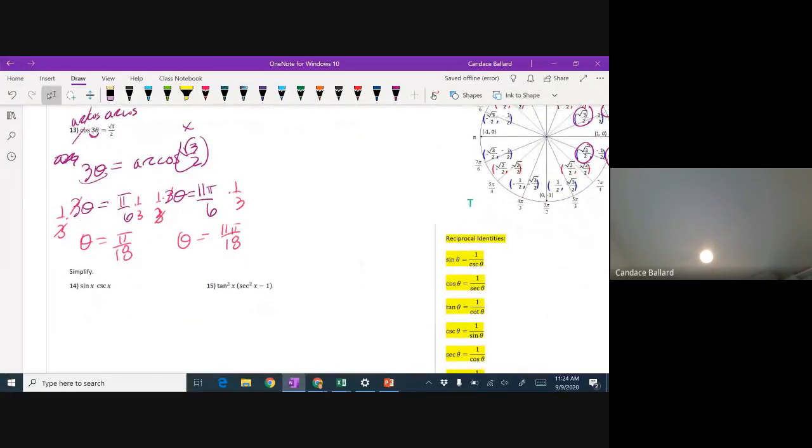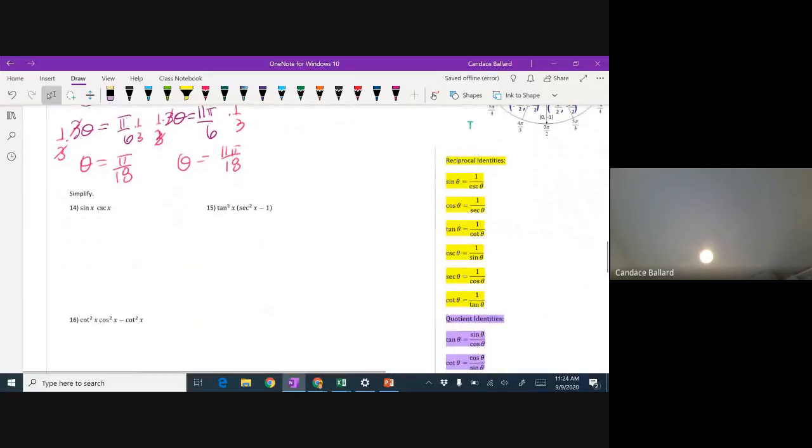All right, we are into simplify, so this is where you need your other identities. We're going to simplify as much as we possibly can. And again, I'm going to pick a few of these. They might not be exactly like this. I want to see that you're thinking, okay? And that you can think through how to apply these identities.